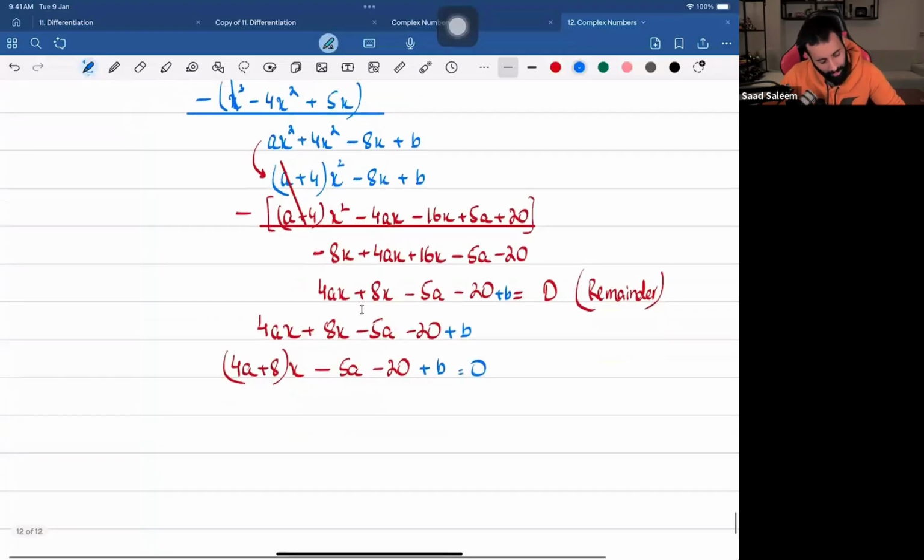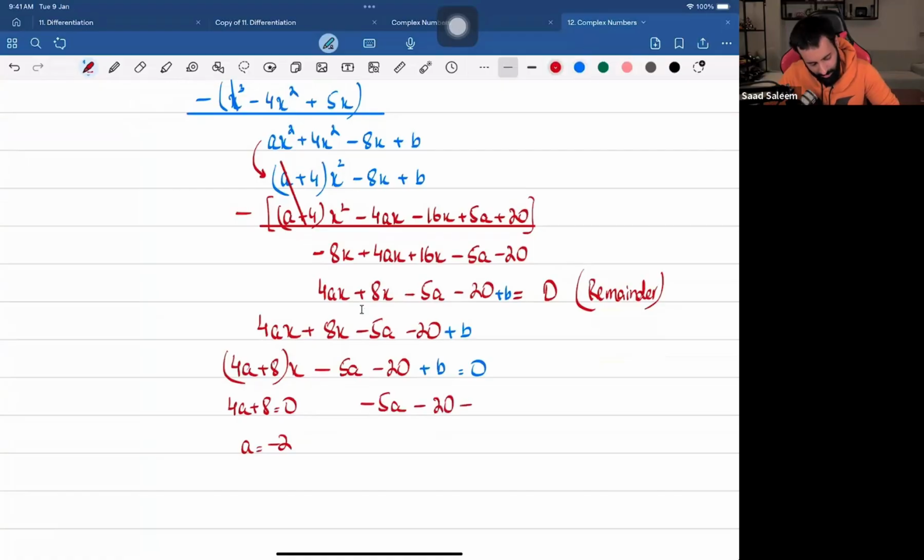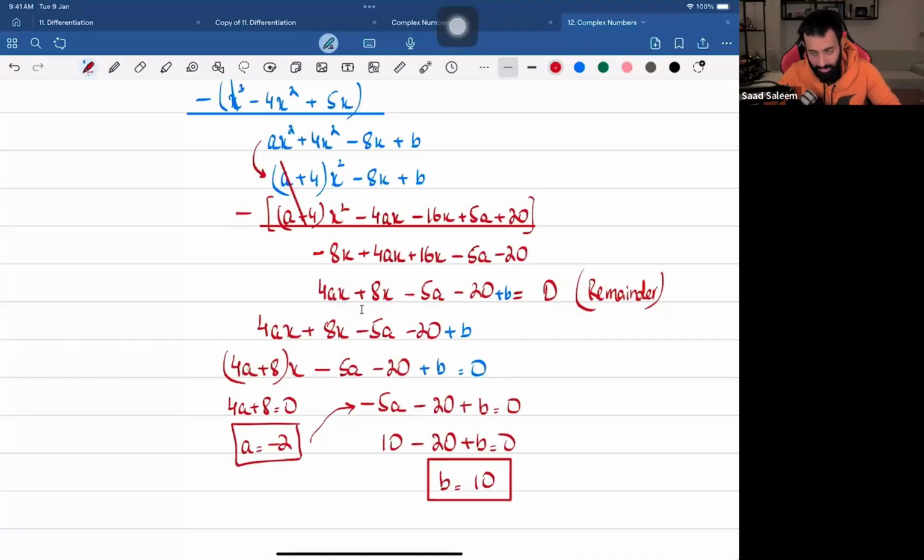Okay, now, so coefficient of x is equal to 0. 4a plus 8 equals 0. That gives us the value of a, which is minus 2. Then minus 5a minus 20 plus b equals 0. If I use the value of a, minus 5 into minus 2, that's 10. Minus 20 plus b equals 0, which means that b is equal to 10. So once again, we have gotten the exact same value.